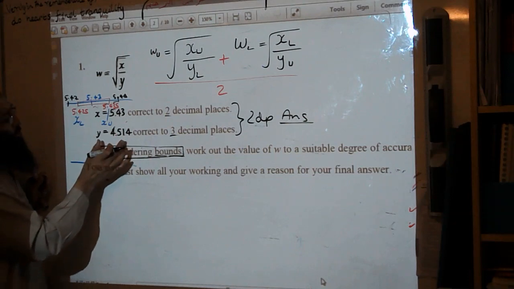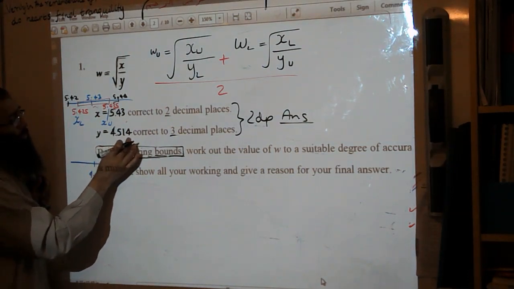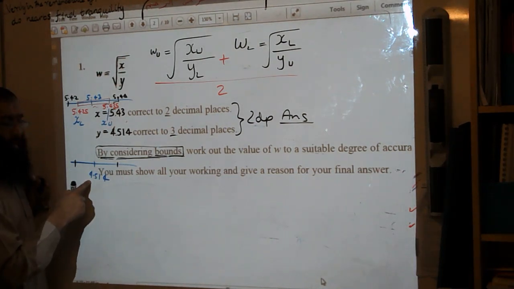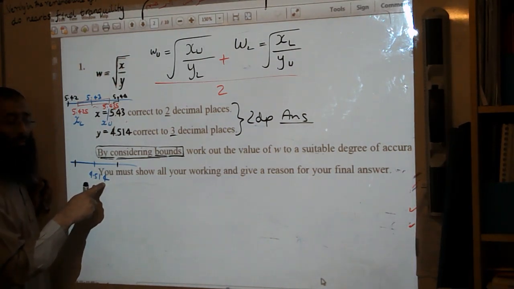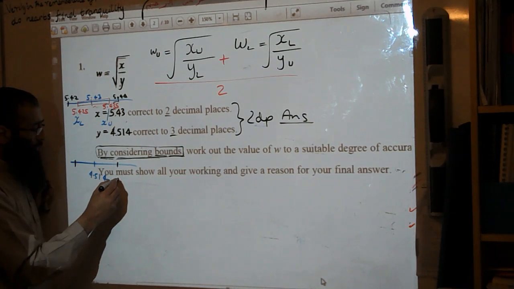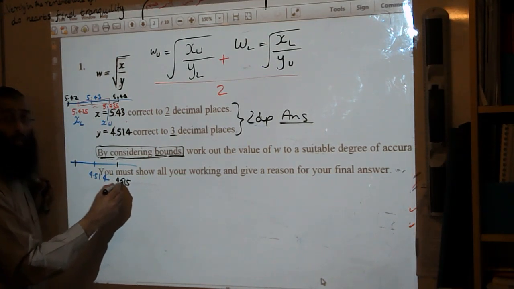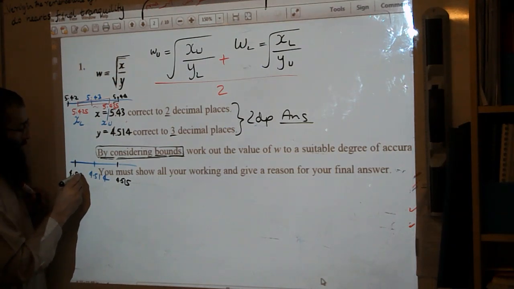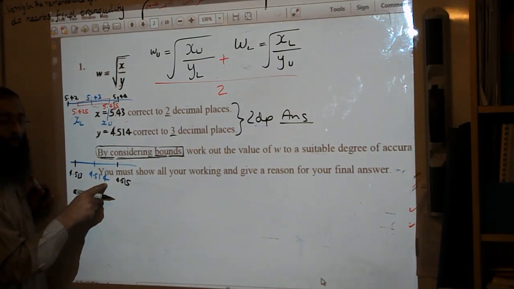Now, similarly, if you're looking at the y, it is 4.514 cut to 3 decimal places. 4.514 is here. Let's look at the next number. If we're counting in thousandths now, the next thousandth is going to be 4.515, so 1 up from the 4. That one's going to be 4.513, which is going to be 1 down from the 4.